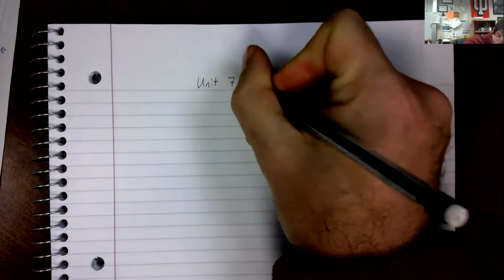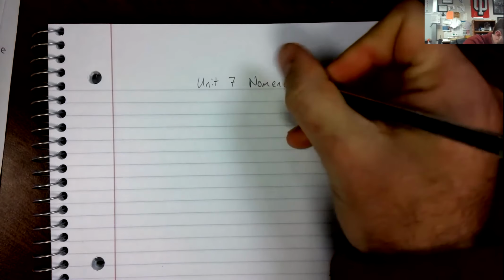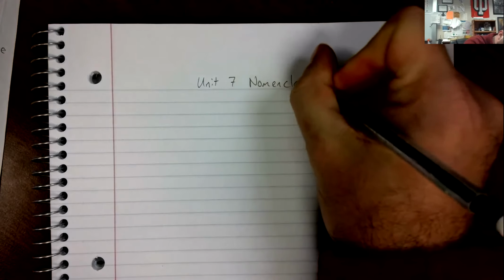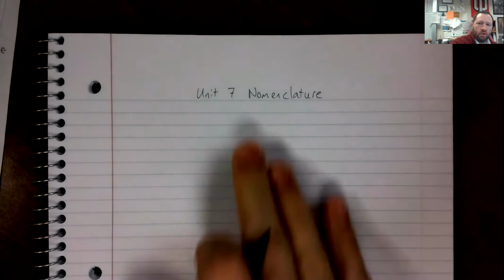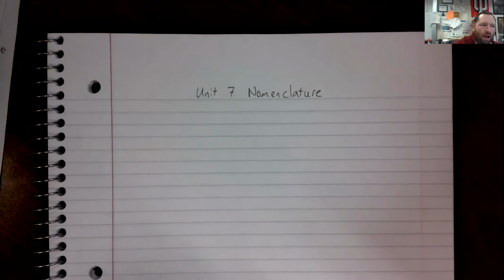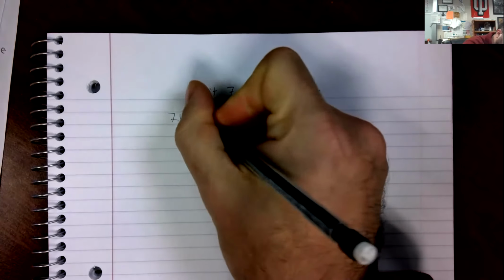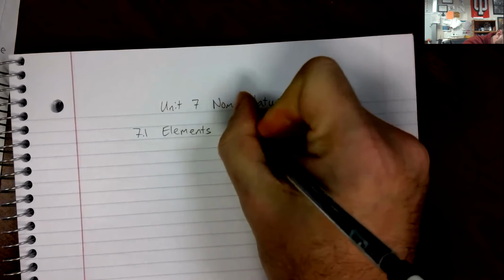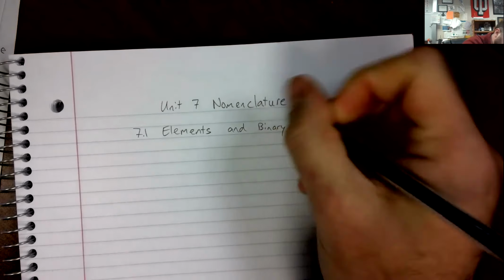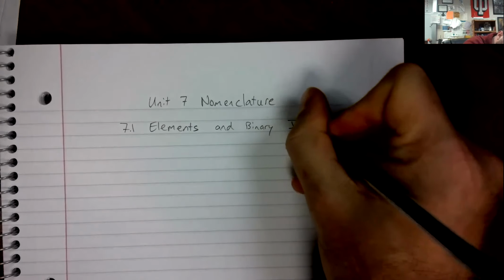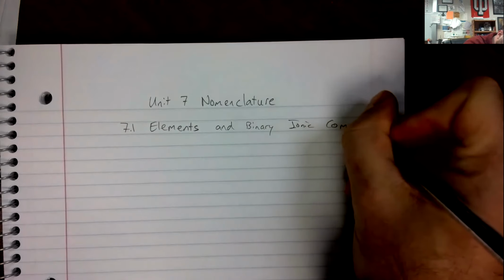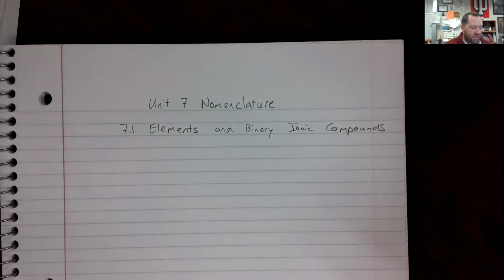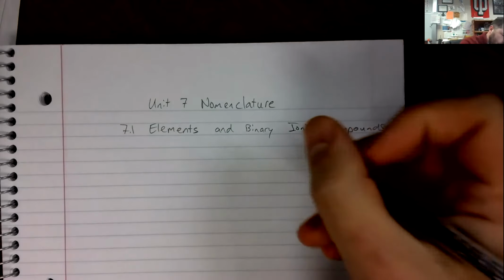So we're starting a whole new unit today, whole new unit, whole new semester. And this unit is called nomenclature. We are naming a lot of the compounds that we'll be working with this year. And we're starting off 7.1, as we just discussed in the intro there, with elements and binary ionic compounds.